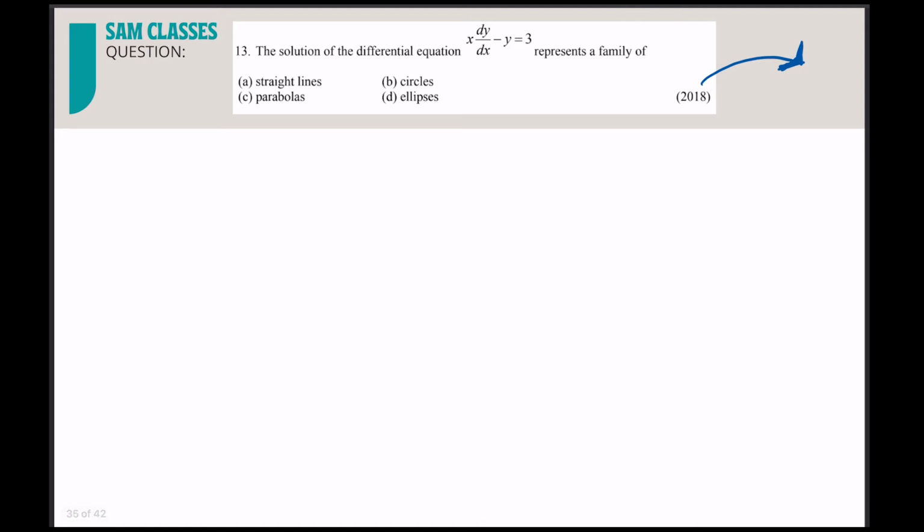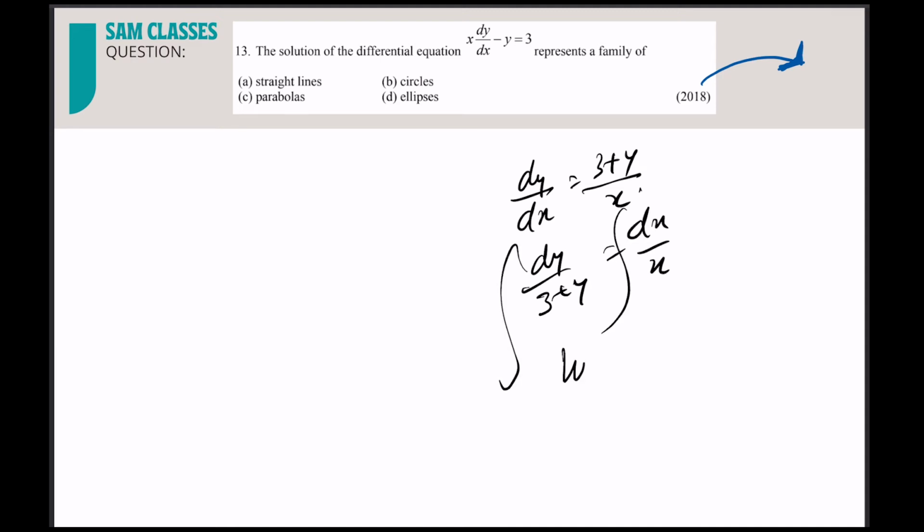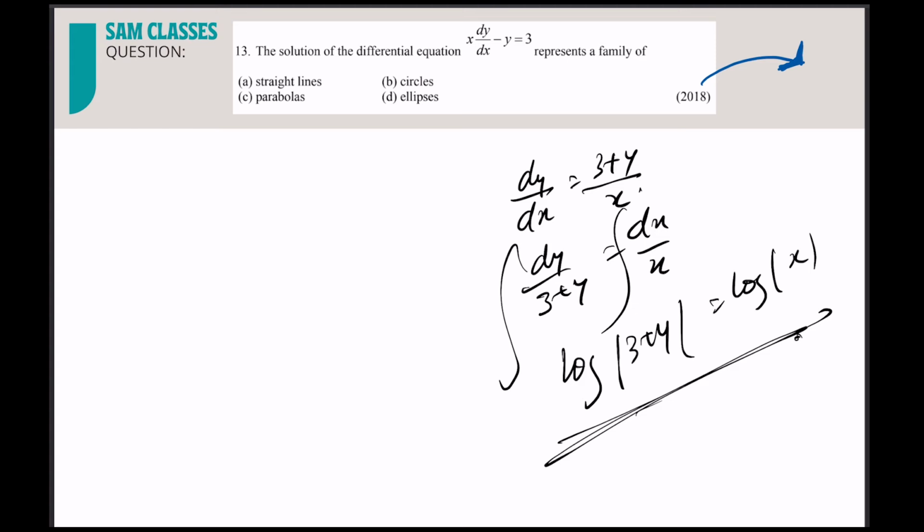Let's see the next question. What we have, the solution of the differential equation. Again, it represents a family of, let's see, what we will do. We'll try to bring x and y separate. So what we'll get, dy by dx is equal to 3 plus y by x, correct? So dy by 3 plus y is equal to dx by x. Integrated, you'll get log of 3 plus y is equal to log of x plus log c. So if you understand, they both are linear, so we don't have to do everything. It will form a straight line. That's it. So you don't have to think much in this.